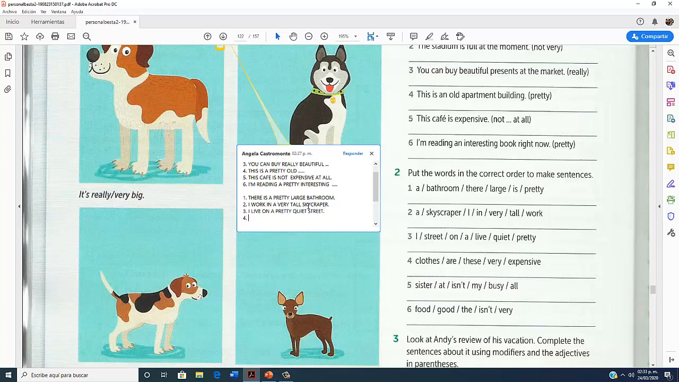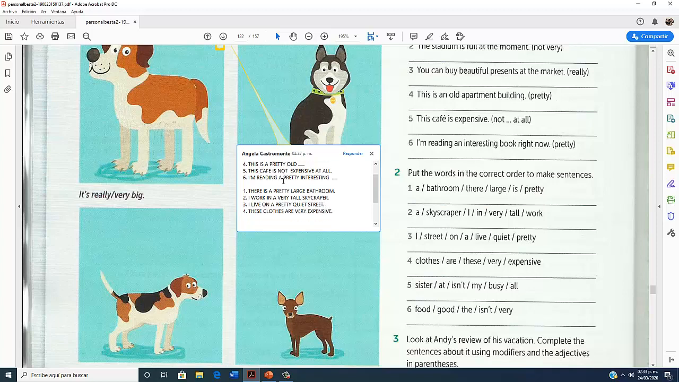Alright, how are you doing there? Try to do it on your own. Number 4, clothes are these very expensive. These clothes are expensive. Oh no, teacher, there's a mistake. Yes, I know there's a mistake here. Where do we put the very? These clothes are very expensive.